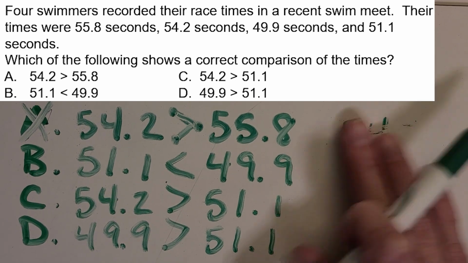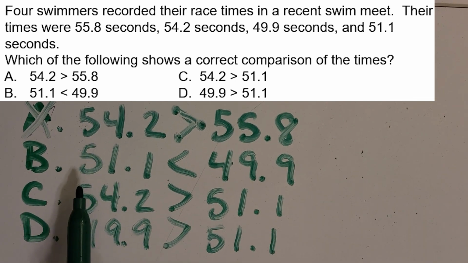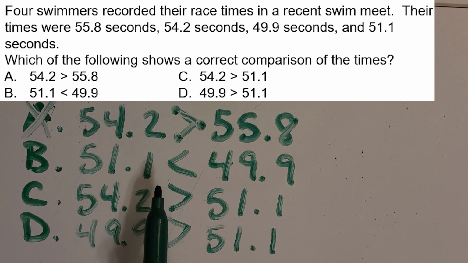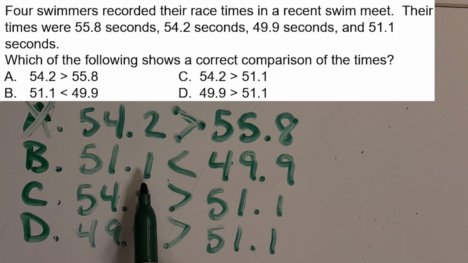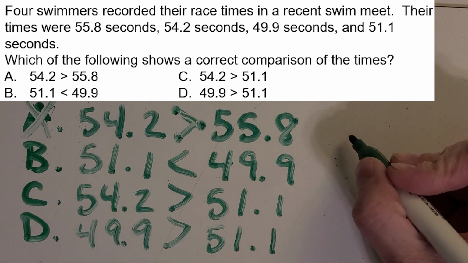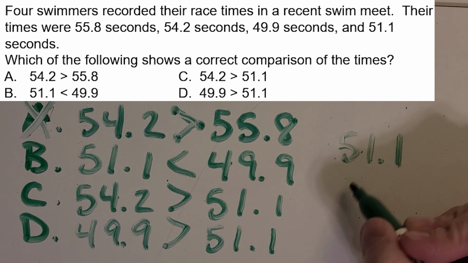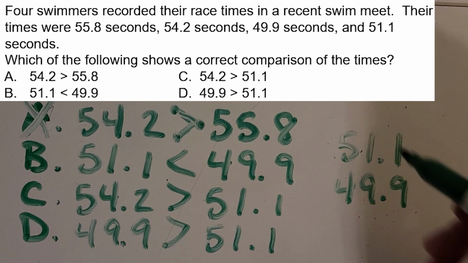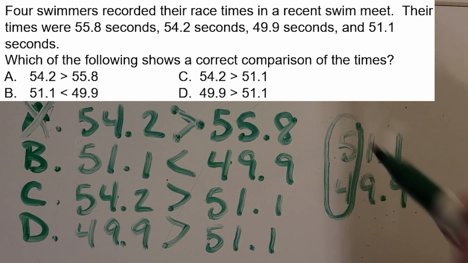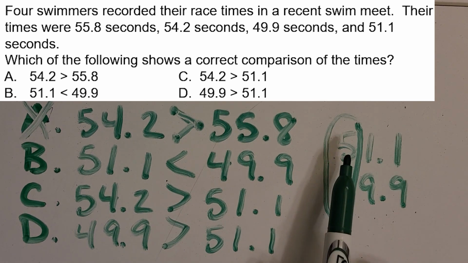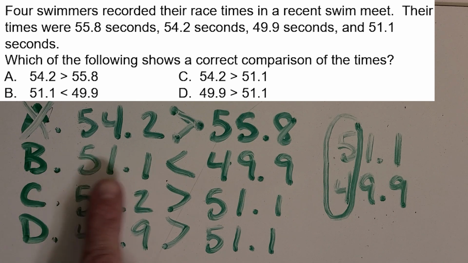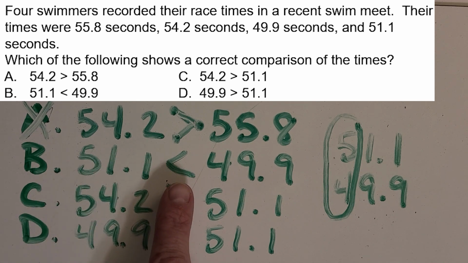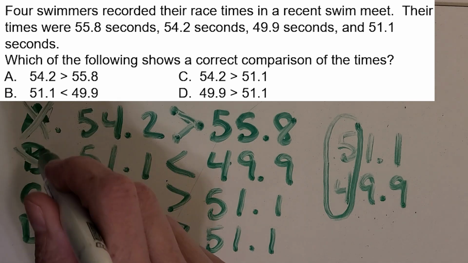Okay, now let's try B. Get rid of that for a second. B says 51 and 1/10 is less than, it's going the other way, so less than 49 and 9/10. Okay, and at first glance you might be thinking, oh, that 1 is smaller than that 9, but let's double check. 51 and 1/10, 49 and 9/10. Okay, let's start by comparing the largest place value though, not the smallest one. 5 is bigger than 4, so actually that 51.1 is the greater number, so that symbol should be going the other way.